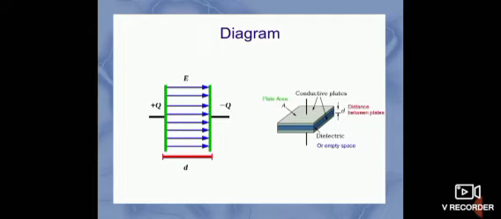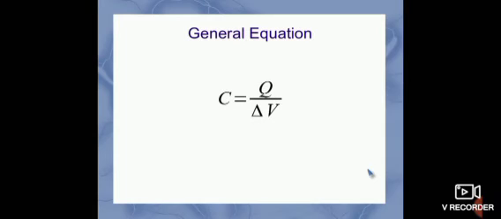Let us see the equation of a parallel plate capacitor. Consider two plates. One has charge plus Q, the other plate has charge minus Q. There will be an electric field between the two plates and the distance between the two plates is D, as shown in the figure. See the diagram. There are two conductive plates. The plate area is A. The distance between the plates is D.